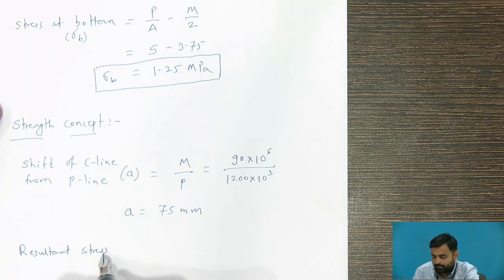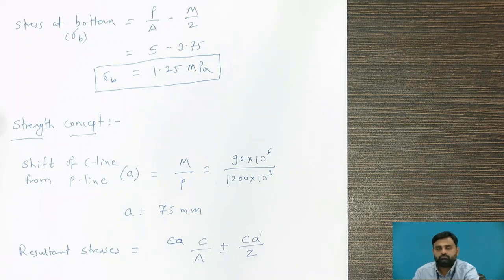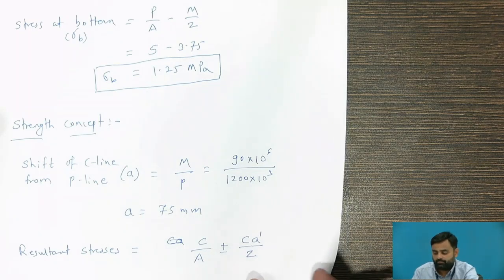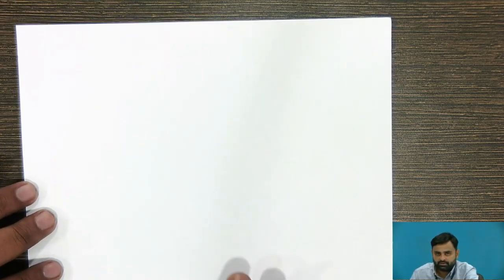So now the resultant stresses in this method can be calculated. The resultant stresses is equal to, the formula is C by A plus minus C A dash by Z. If we put the values in this formula, we will get the resultant stresses.